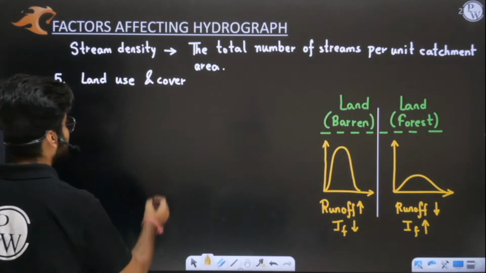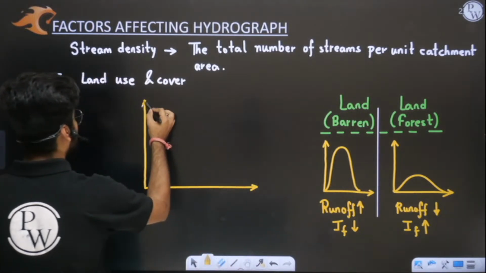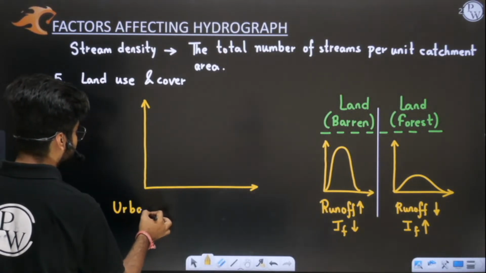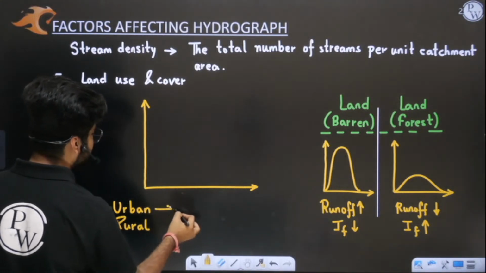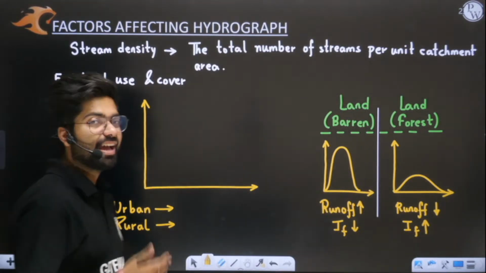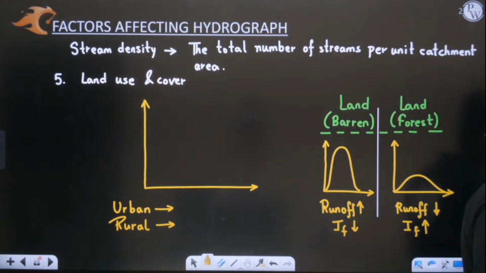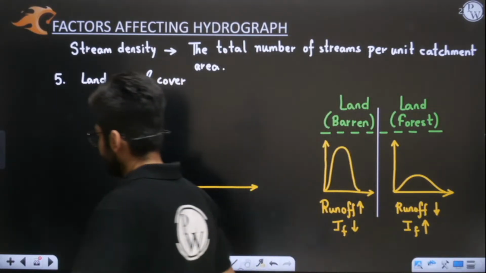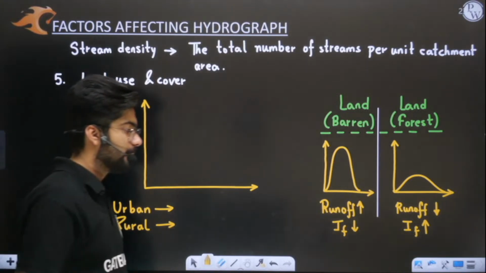Let us consider urban versus rural. Tell me where we have more runoff, in urban or rural area? Can you guess? This is the last factor of your catchment characteristics. After this, we have to discuss rainfall characteristics.